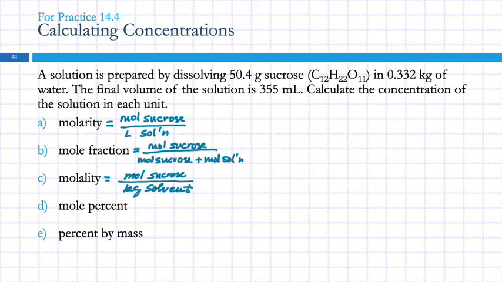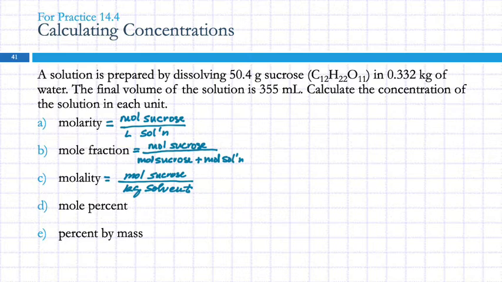A kilogram is 1,000 grams. A liter is 1,000 milliliters. So if you have a kilogram of water, that's a liter of water. So this definition is going to give us a number very close to the molarity of the solution, because moles per kilogram of solvent, well, the kilogram of solvent is very close to the liters of solution, if that helps you.